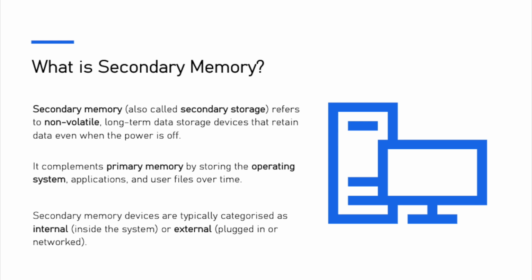Now, it complements primary memory by storing the operating system, application, and user files over time. Now, this data will need to be loaded into RAM for the computer to be operational. However, you want to make sure that because RAM is volatile, when we turn the computer off, whatever is saved in RAM is transferred into secondary storage first before the computer is turned off. So secondary memory devices are typically categorized as internal, which means they're inside the computer system, or external, which means they're plugged in or networked. We're going to be looking at the most common ones.